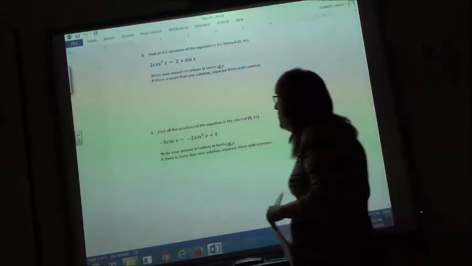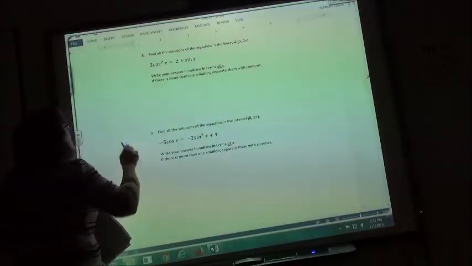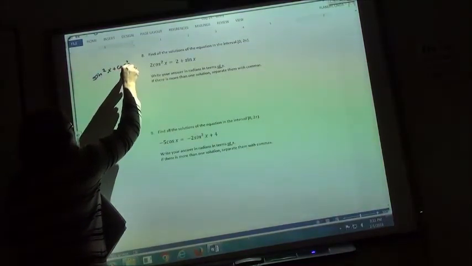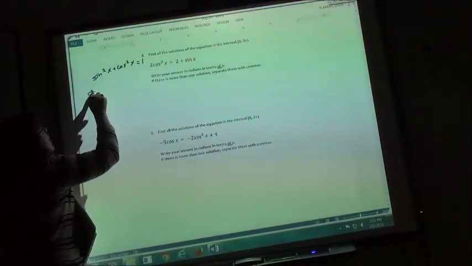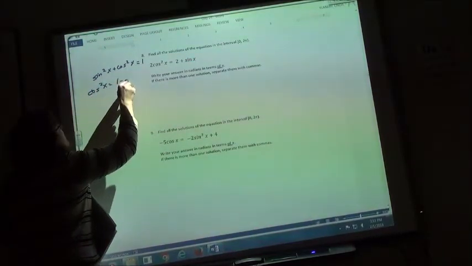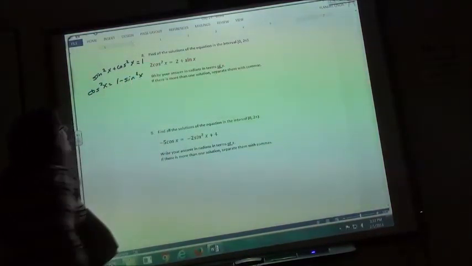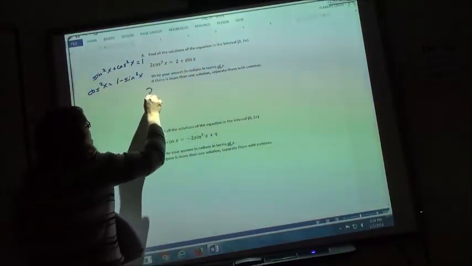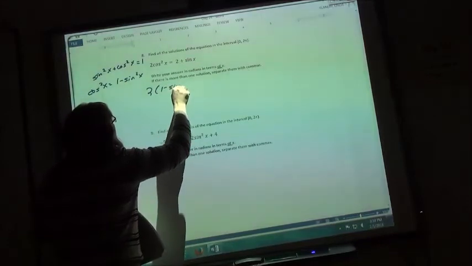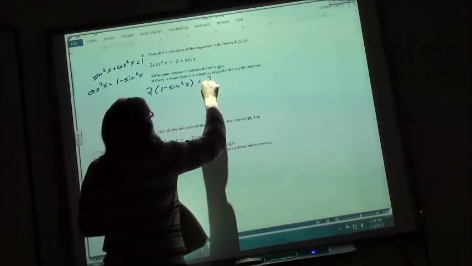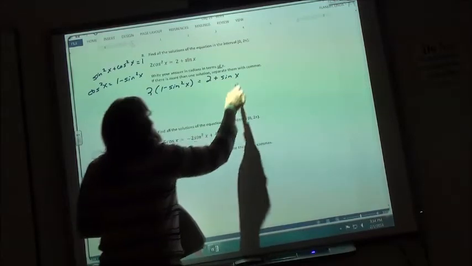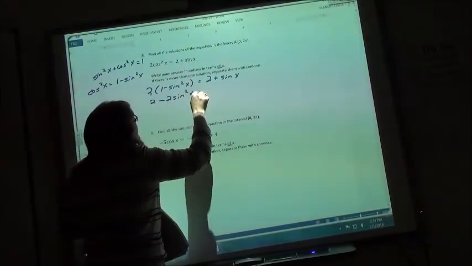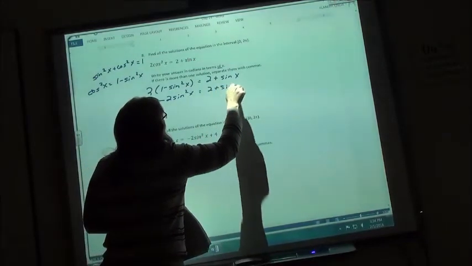Number 8, same kind of thing. You'll notice I have cosine squared in there. We know that sine squared of x plus cosine squared of x equals 1, so that cosine squared of x equals 1 minus sine squared. Again, I'm going to substitute that in, so I have everything in terms of sine. So I would have 2 times (1 minus the sine squared of x) equals 2 plus the sine of x. So 2 minus 2 sine squared of x equals 2 plus the sine of x.